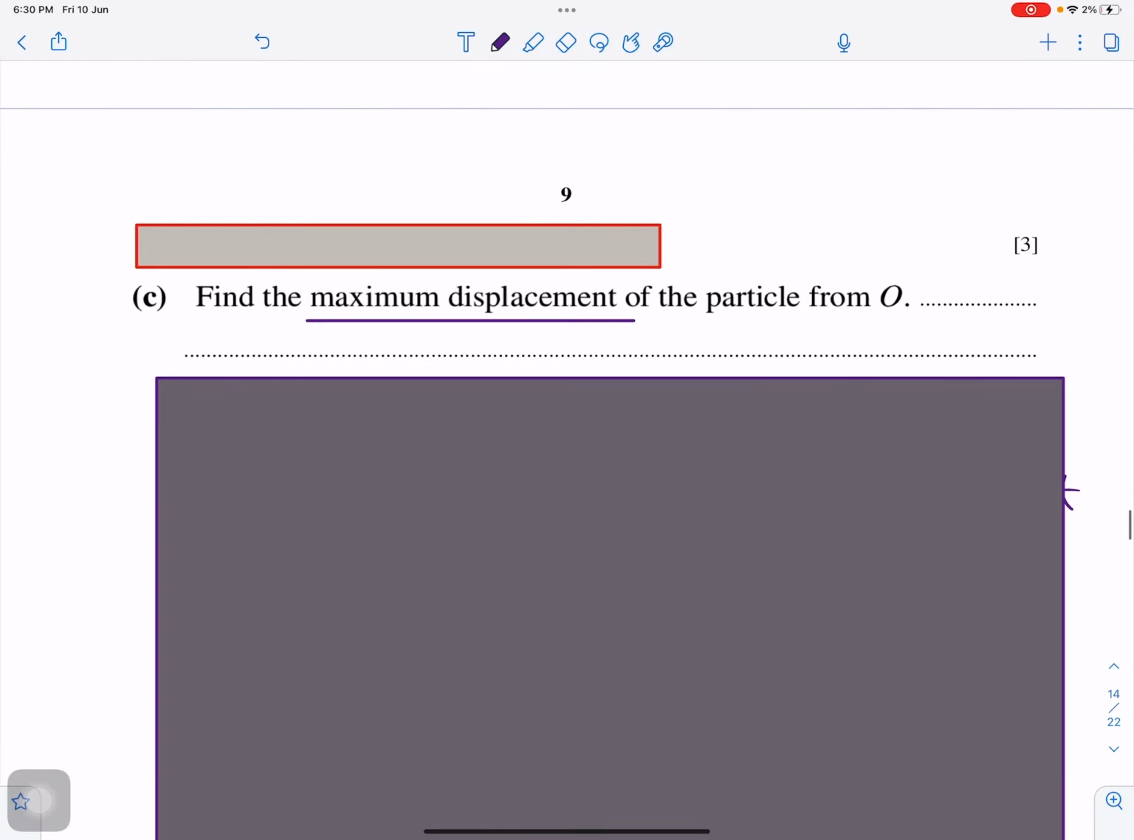Now find the maximum displacement of the particle. So what is the hint here? The hint here is that at maximum displacement, what will be 0? Velocity will be 0. So now you will put velocity 0 in the equation to get time. And that time you will plug in the displacement equation. So you have to focus on the hint given to you here. So maximum displacement means velocity 0. So let's do this.